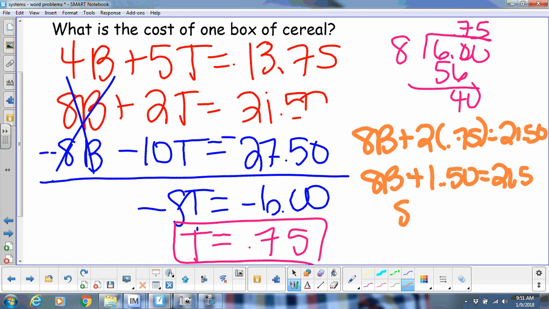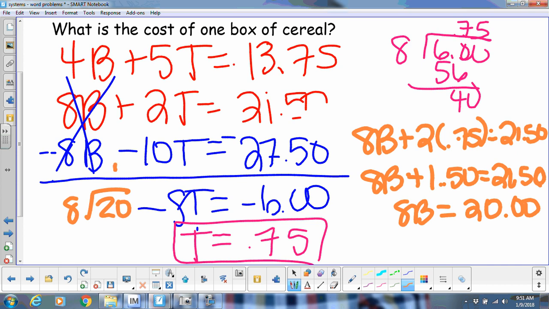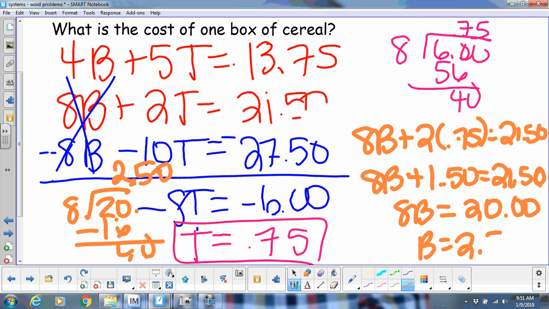Okay, so now when I subtract, I get $20. Okay, so now I've got to do 20 divided by 8. And it is $2.50. Okay, so a box of cereal cost me $2.50. Is everybody good?